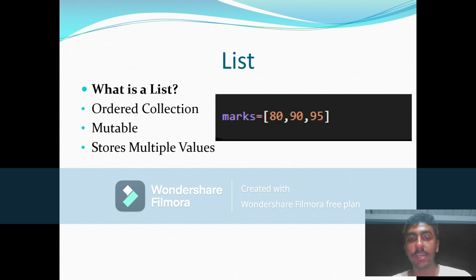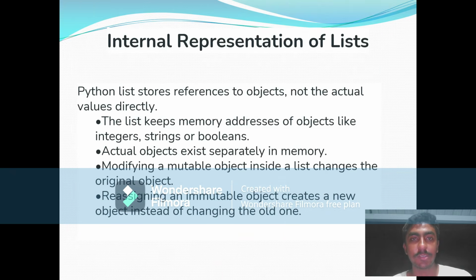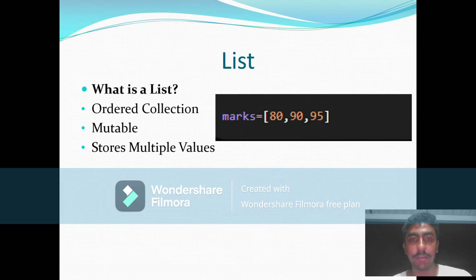Mutable. Now here comes a new word called mutable. Remember strings were immutable. That means we cannot change individual characters. Lists are the opposite. Lists are mutable. This means we can change, remove or add elements after creating the list. For example, suppose we have fruits equal to apple, mango, orange. Later I decide to replace orange with banana. Can I do it? Yes. A list allows us to modify its contents. That's why they are called mutable. We will see how to do this in a few minutes.